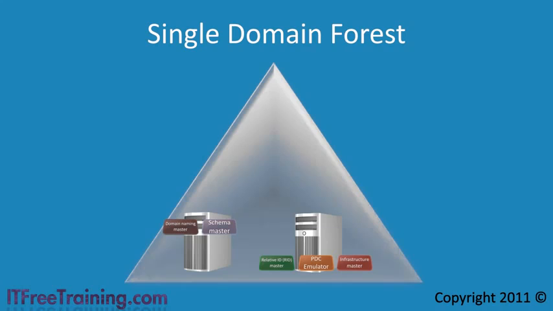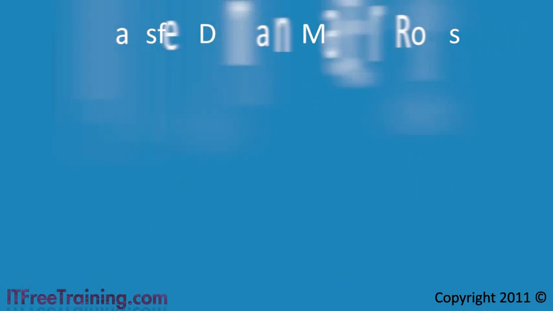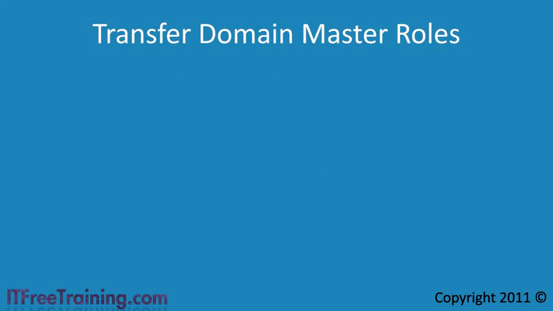In this video, I will look at moving the operating master roles from one domain controller to another domain controller. In the next video, I will take a much closer look at which servers you would place these roles on, depending on the design of your network. In the next video, I will also look at which domain controllers you should make into global catalog servers. First of all, I will look at how to transfer the domain-wide operational master roles.